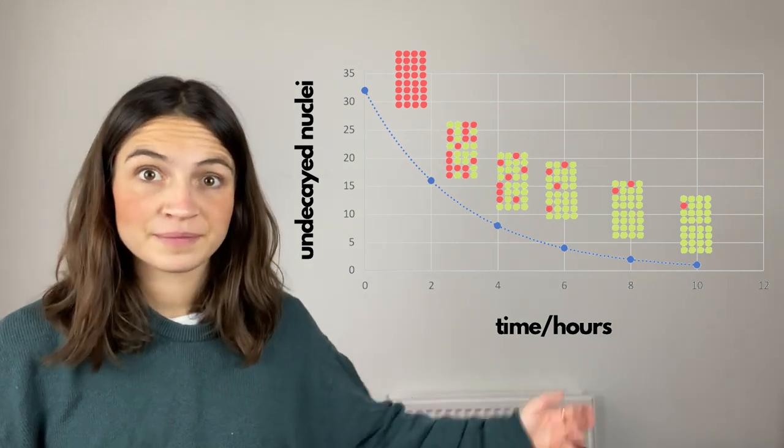Half-lives of different isotopes vary. For example, the half-life of uranium is 4 times 10 to the 9 years. Some isotopes have half-lives that only last fractions of a second.